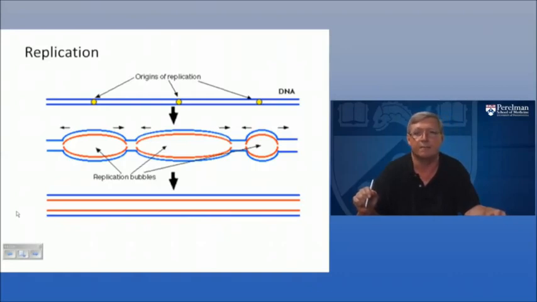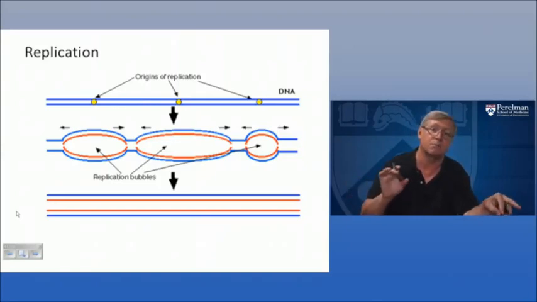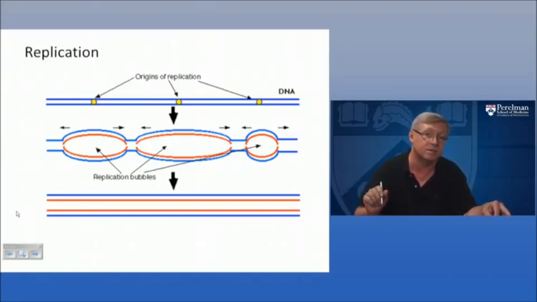As the DNA is replicated, these bubbles form along the chromosome and eventually merge until you get two completely new double-stranded DNA molecules from your original DNA molecule.